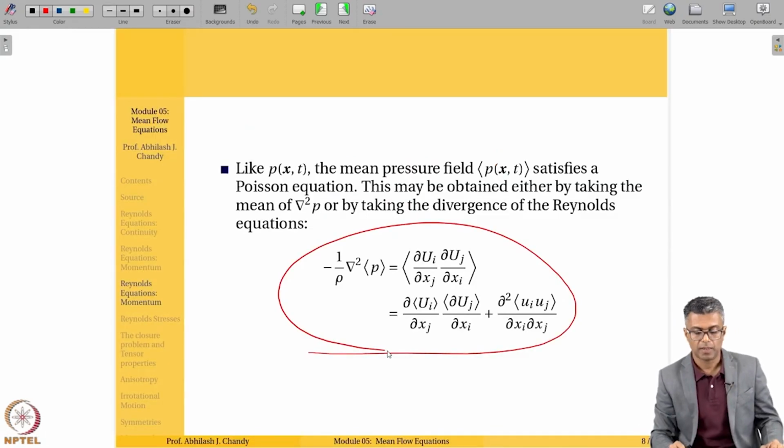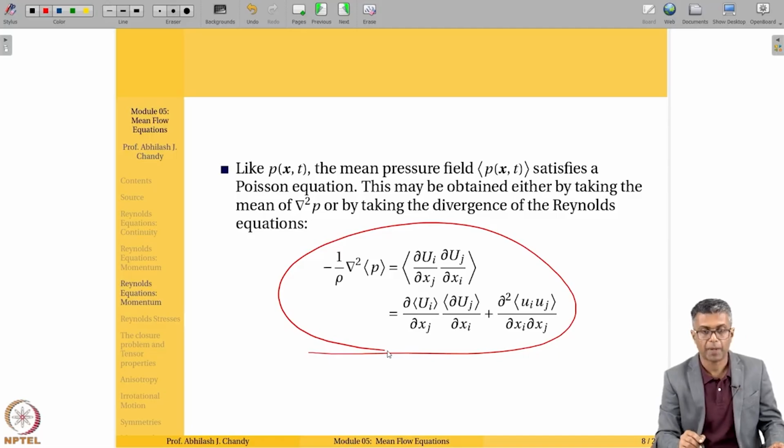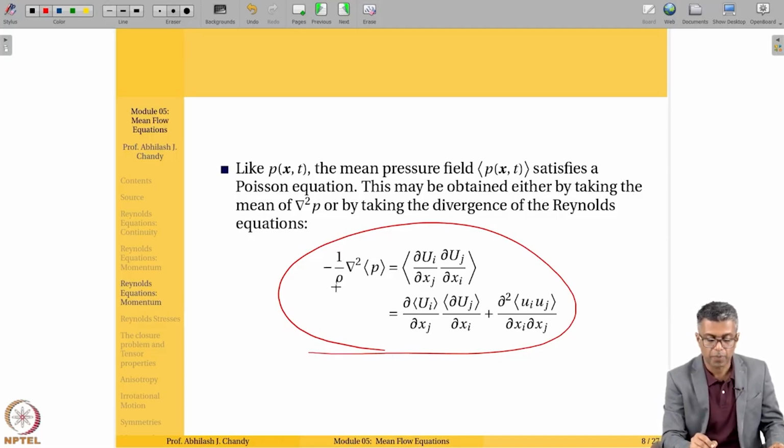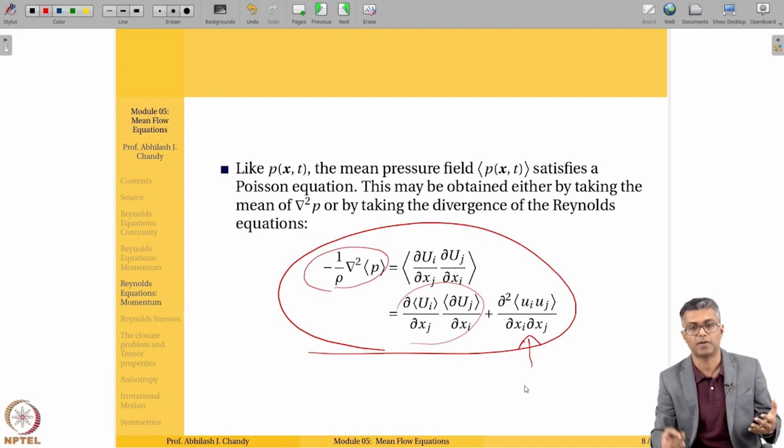This is the Poisson's equation, the equation for the mean pressure field obtained by taking a divergence of the Reynolds equations. So what you end up having is the Laplacian of the mean of pressure is this term here plus this additional term that arises because of turbulence. It's like the second derivative of the Reynolds stresses. So that's the additional term that happens.